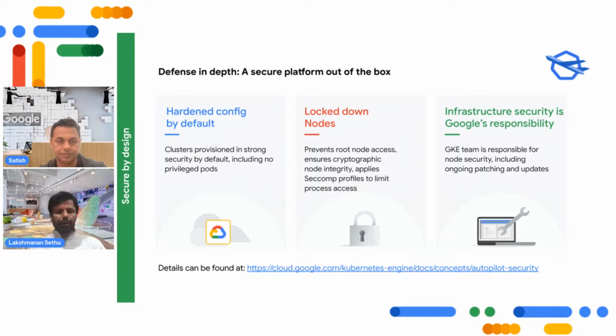So Autopilot doesn't allow all the volume types, so it has to have some restrictions. It does not allow you to mount any devices to the pod. So there is always a restriction that comes with that. And run as non-root is one of the privileges that comes by default. Either you can choose to run as a non-root user, or run as non-root, right? These are the two options. These are part of the security features that are given by GKE Autopilot by default.